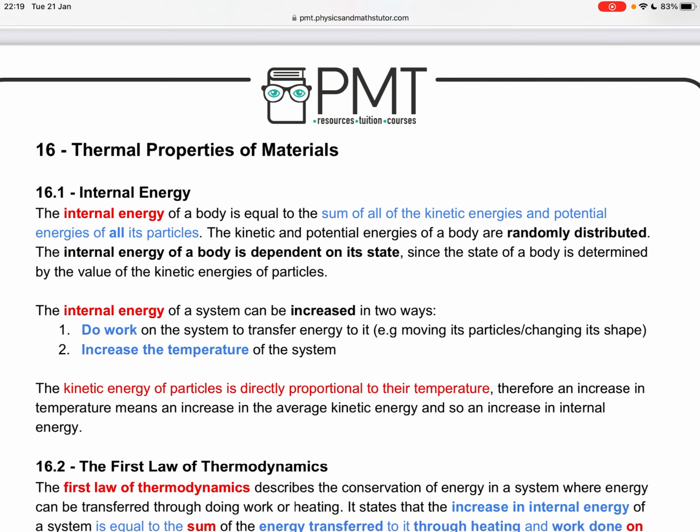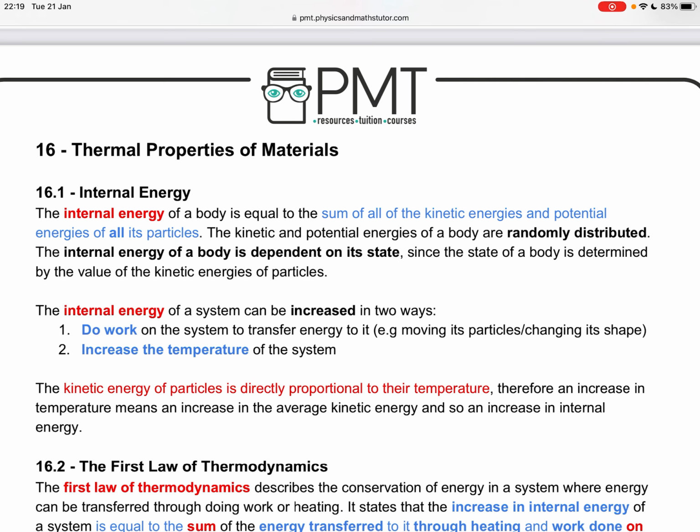The internal energy of a body is dependent on its state, since the state of a body is determined by the value of the kinetic energies of particles. The internal energy of a system can be increased in two ways: either to do work or to increase the temperature. To do work on the system is to transfer energy to it, for example, moving its particles or changing their speed. That increases the kinetic energy and so increases the internal energy.